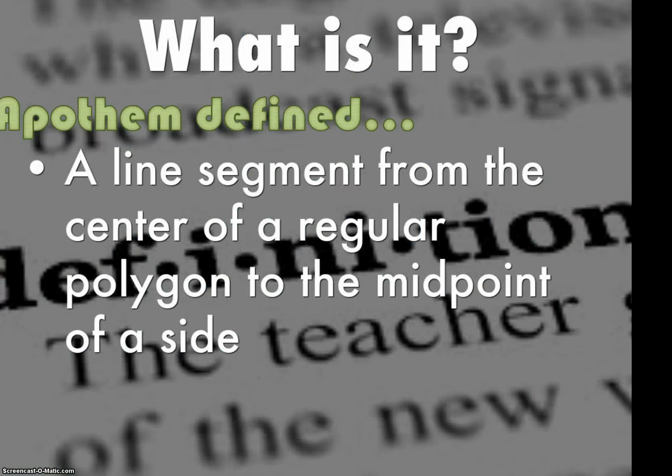So first of all, we need to know what an apothem is. An apothem is a line segment from the center of a regular polygon to the midpoint of a side. Remember that a regular polygon has a special feature. In regular polygons, all sides are congruent and all angles are congruent, so that if you know one side, you know all the sides. And this line segment goes to the middle, the midpoint of a side. I'm going to show you an example on the next slide, but make sure you have this definition down.